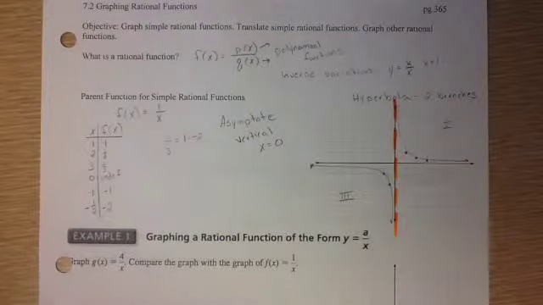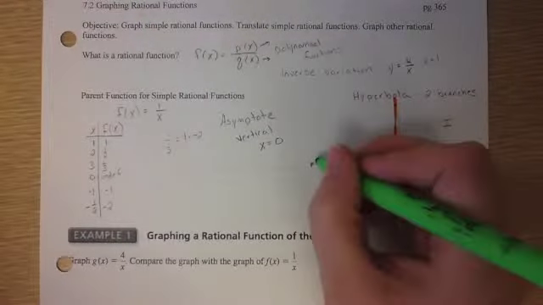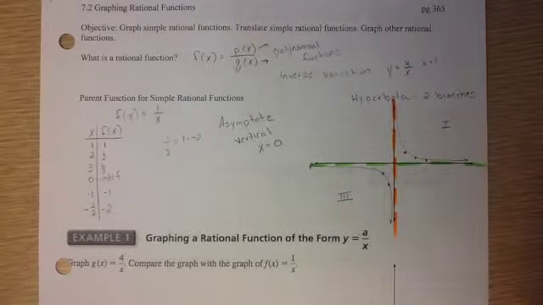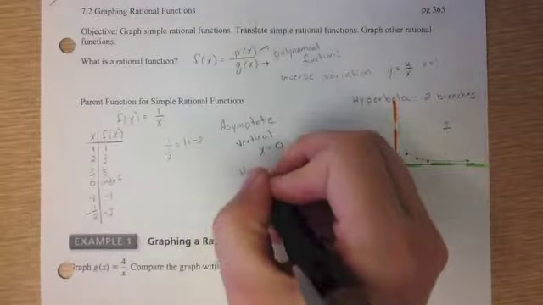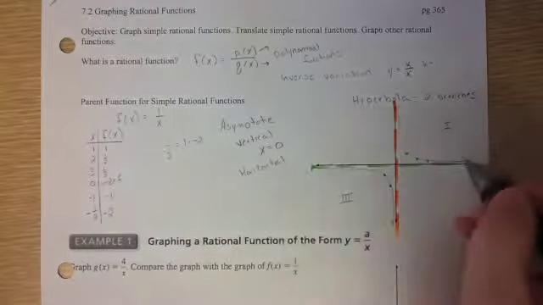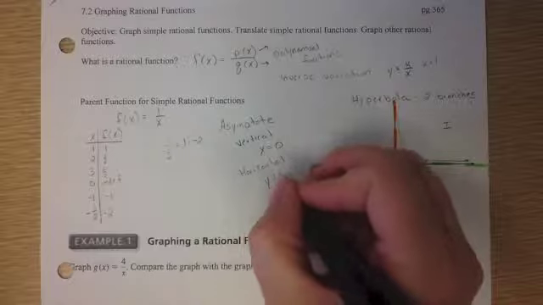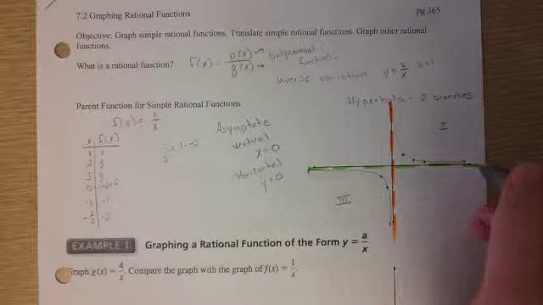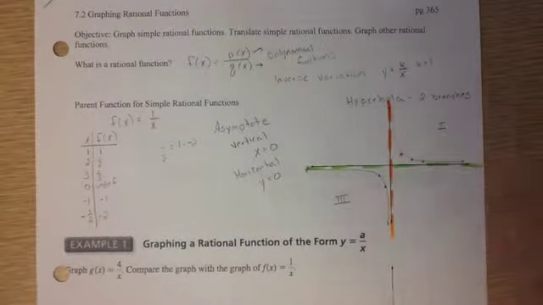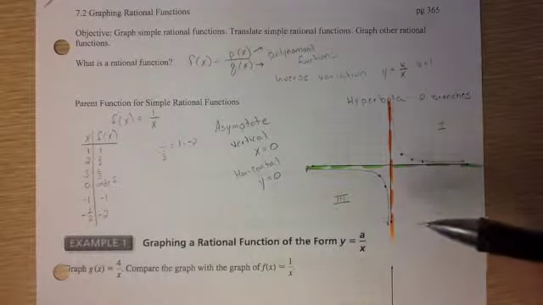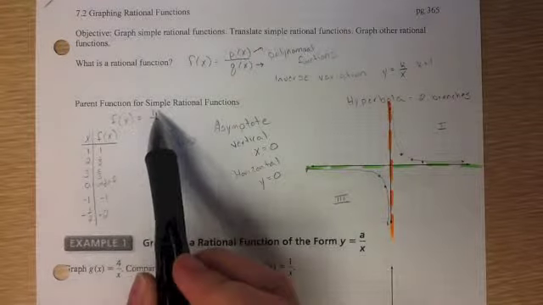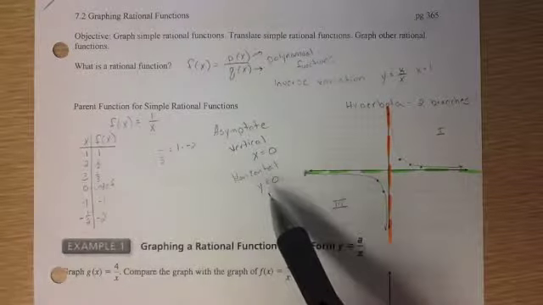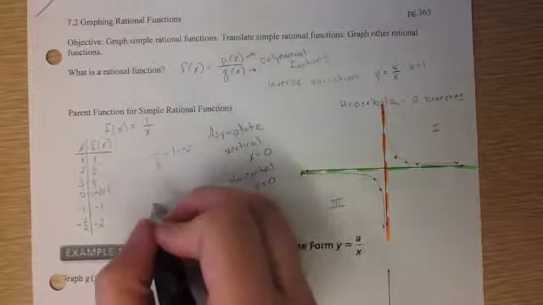But it also has another asymptote. It has a horizontal one, because it never ever crosses this line right here. The equation of that line is y equals 0. The equation of the x-axis is y equals 0 because it crosses the y-axis at 0. So our simple parent function of 1 over x graphs a hyperbola with a vertical asymptote at x equals 0 and a horizontal asymptote at y equals 0. Let's talk domain and range.